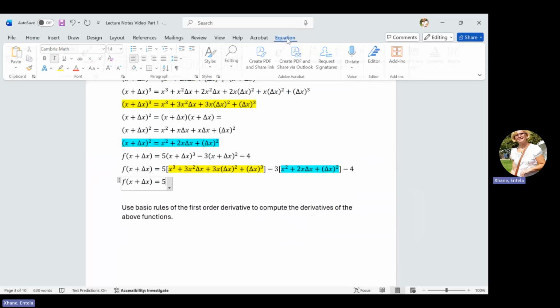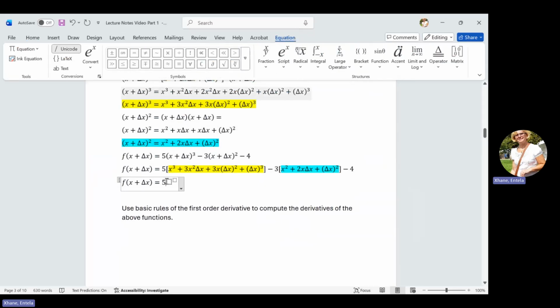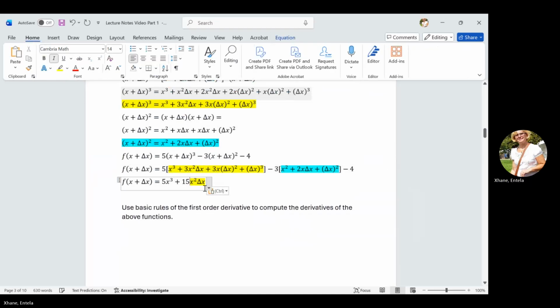So we have 5 x to the third plus 15, because 5 times 3 is 15. And then I have x squared plus delta x. Then we continue again with a positive sign. 5 times 3 is another 15. Then I have x, delta x to the second.